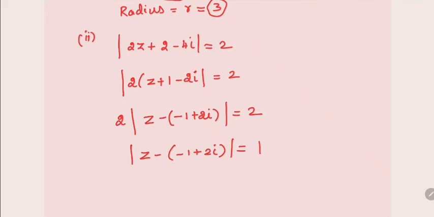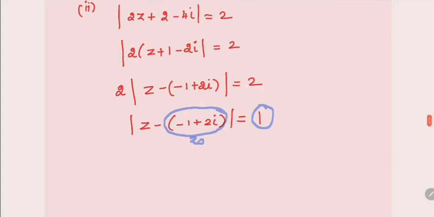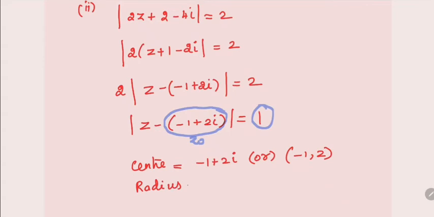Now this is your z0, and this is your radius. So how can you write the center now? The center you can write in complex number form as -1 + 2i, or as a point, it will be (-1, 2). And what is the radius? The radius is nothing but 1.